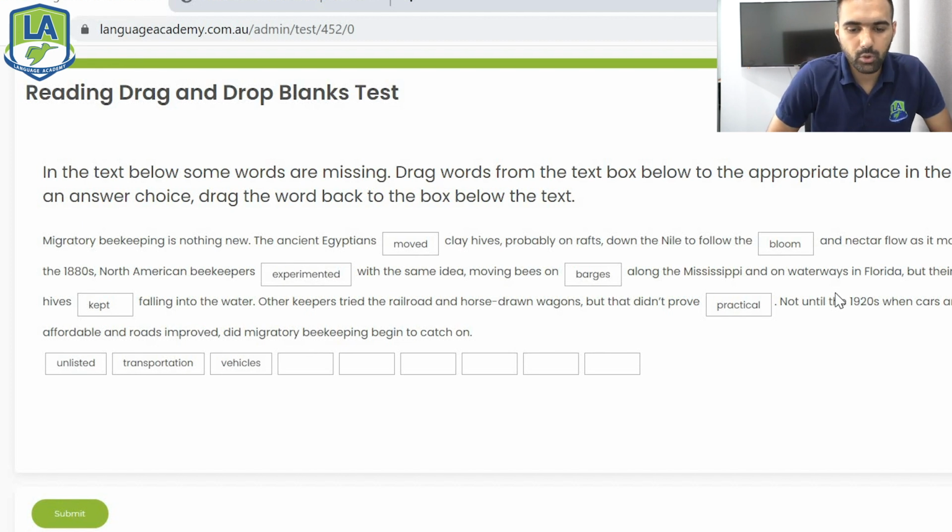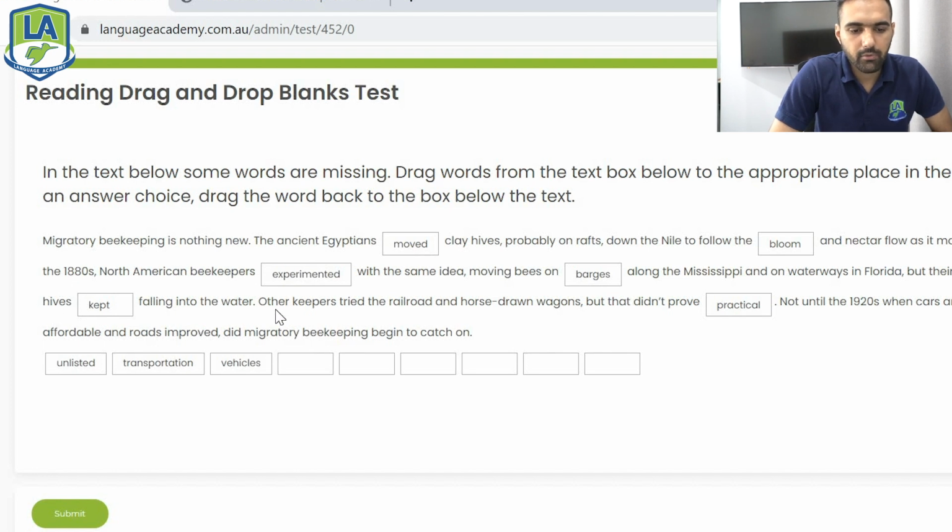So Egyptians moved clay hives on rafts to follow the bloom and nectar, where they can find bees and collect honey. And North American beekeepers experimented with the same idea as the ancient Egyptians did. The North American beekeepers in 1880, past tense, experimented with the same idea as the ancient Egyptians, moving bees on barges. Barges means small boats used to carry loads in the water.